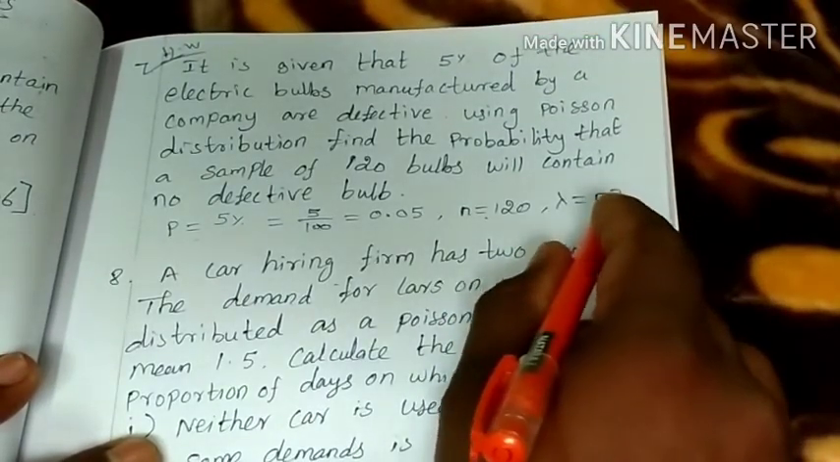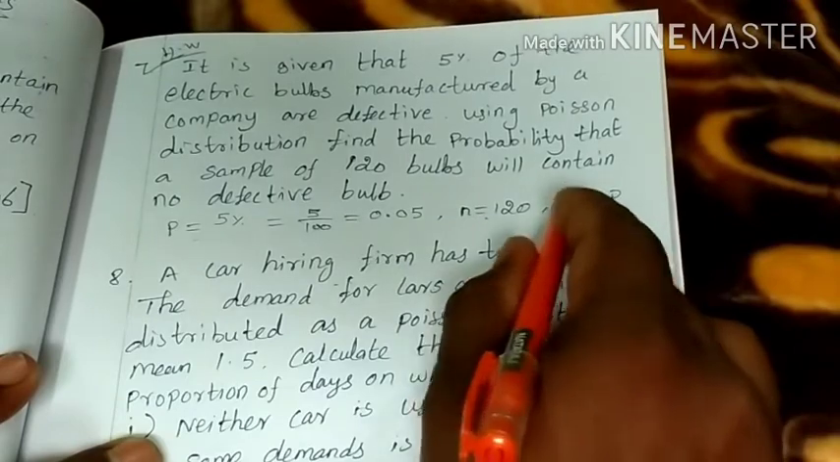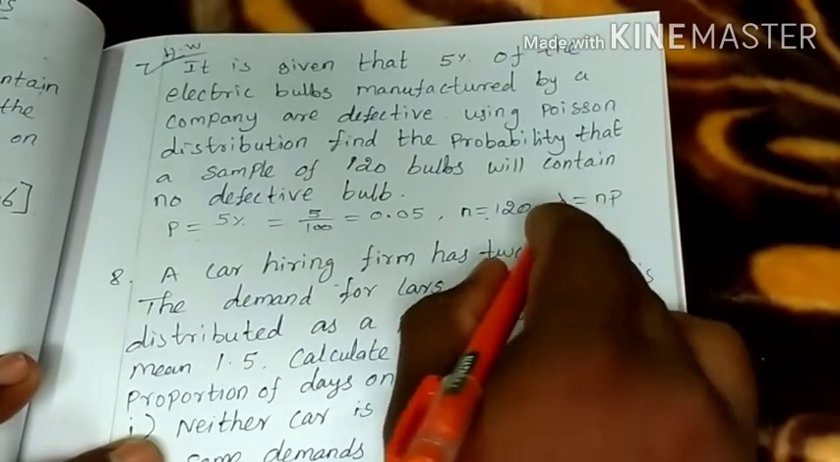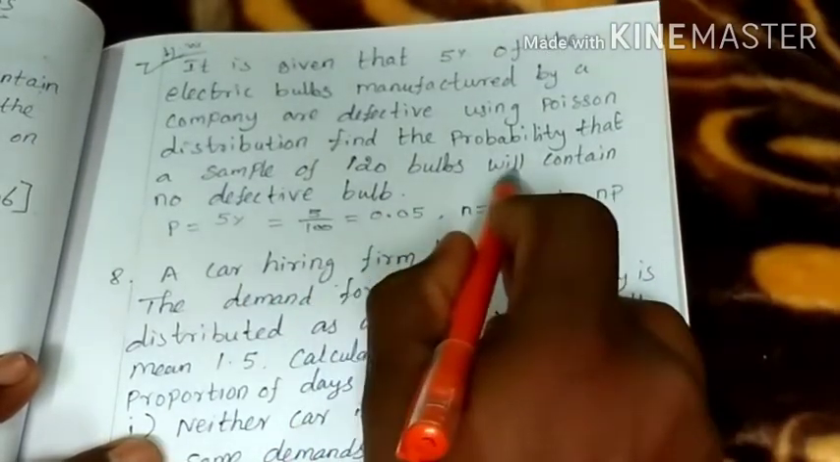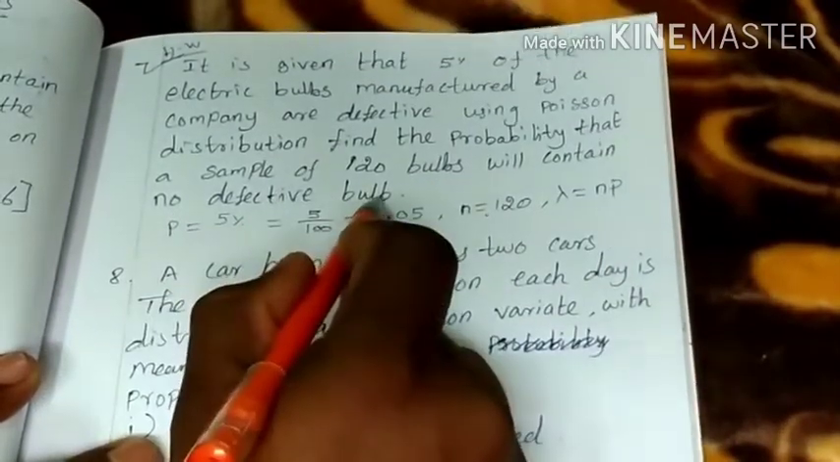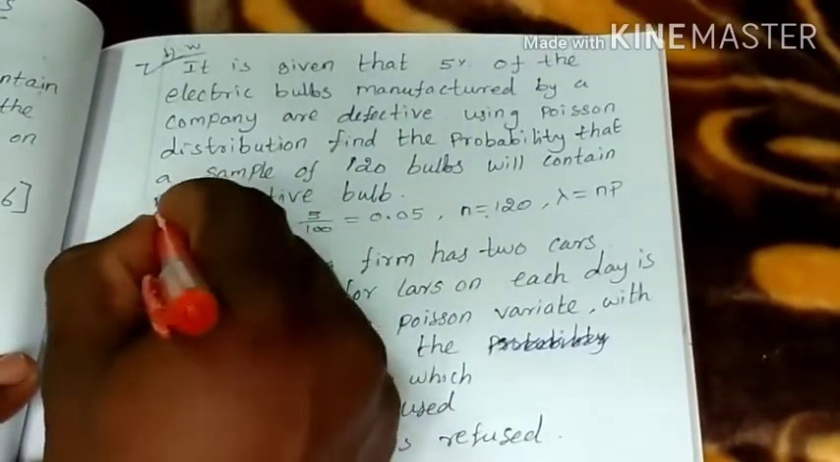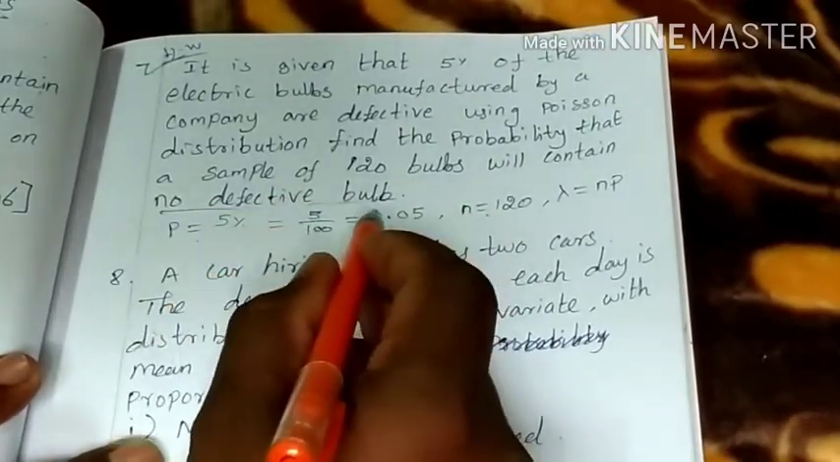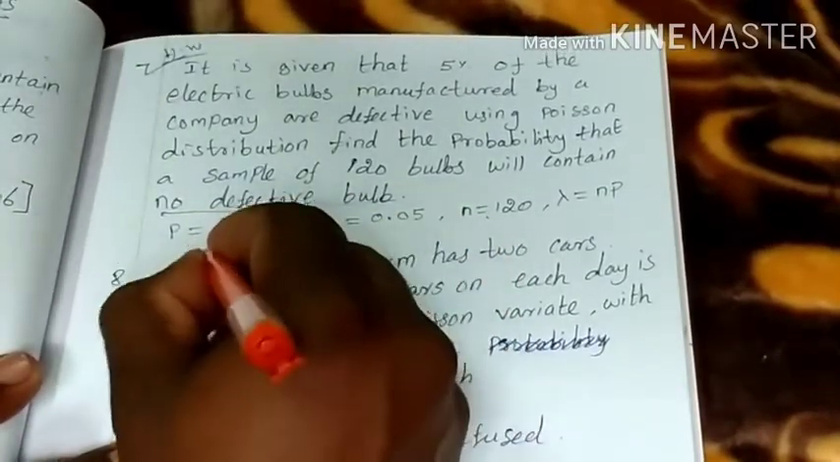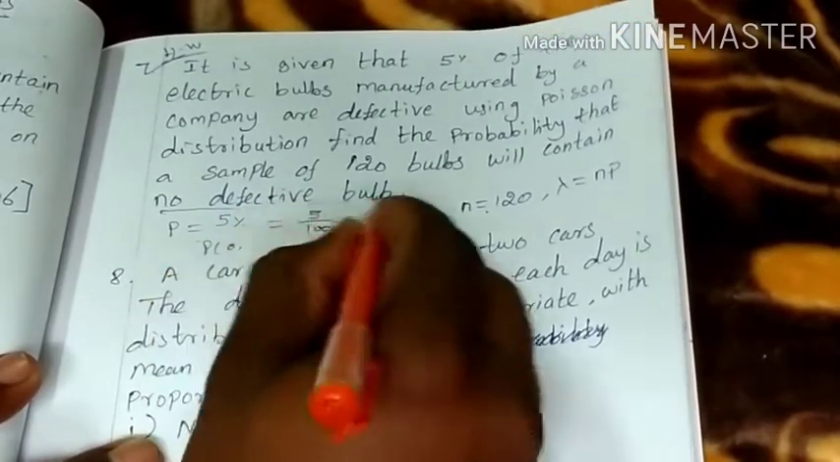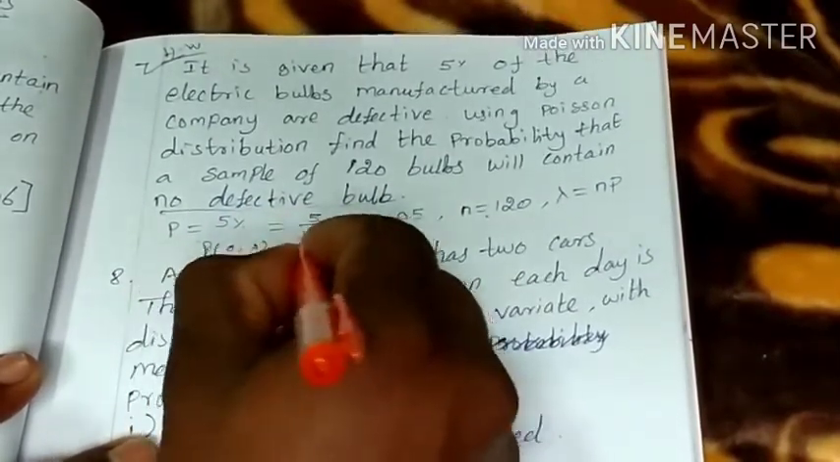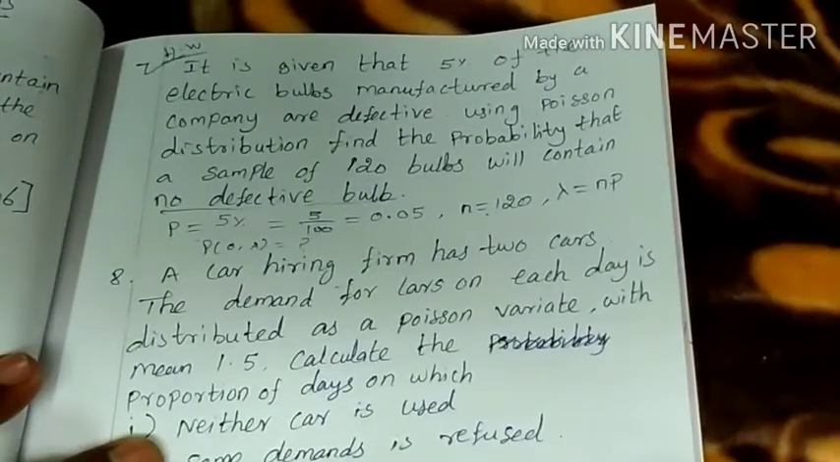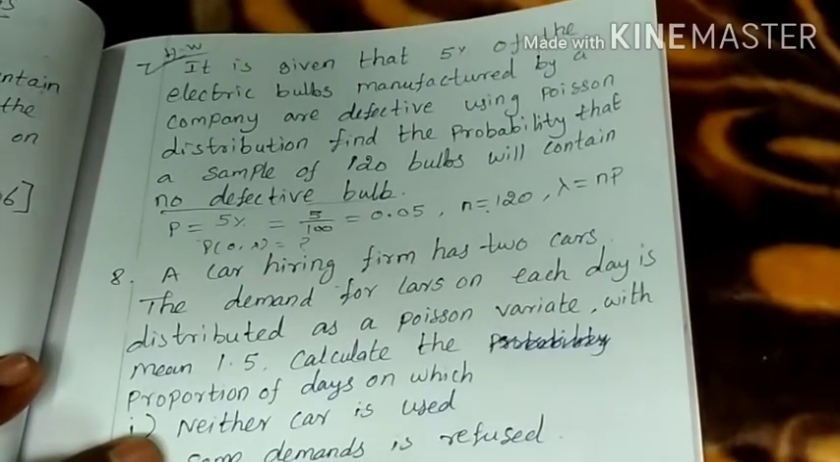So the product of n and p value, we get the mean. Then the question is no defective bulb. What is the probability that there is no defective bulb? This is your question. No defective means x is equal to 0. So P of 0 comma the lambda value is the only thing we want to find. Have you understood? So this is your homework.